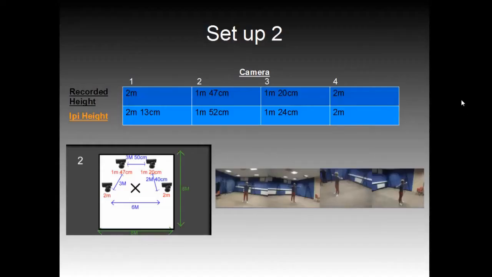So okay, here's setup 2. And we've got the recorded heights there of 2 meters, 1 meter 47, 1 meter 20, and 2 meters. This is the first high angle shot that I tried to do, and you can see that still iPi Soft is really picking up those camera heights really well, despite the calibration problems that I'm going to be having with just doing 2 minutes of calibration. It's still picking up those areas really well. So let's go and have a look at the video now and see how it all cleaned up.